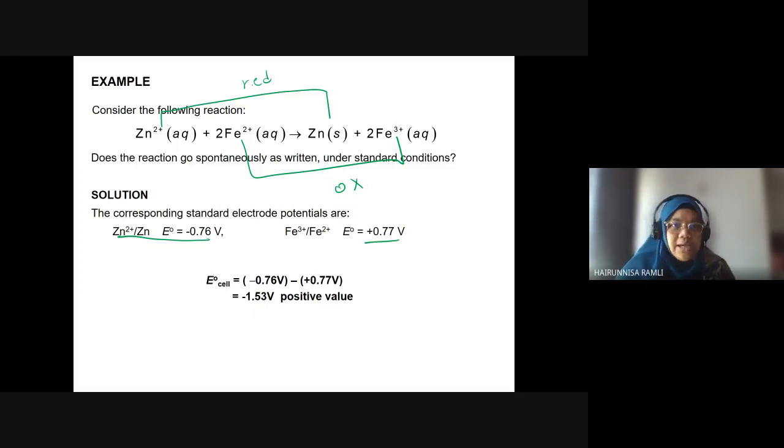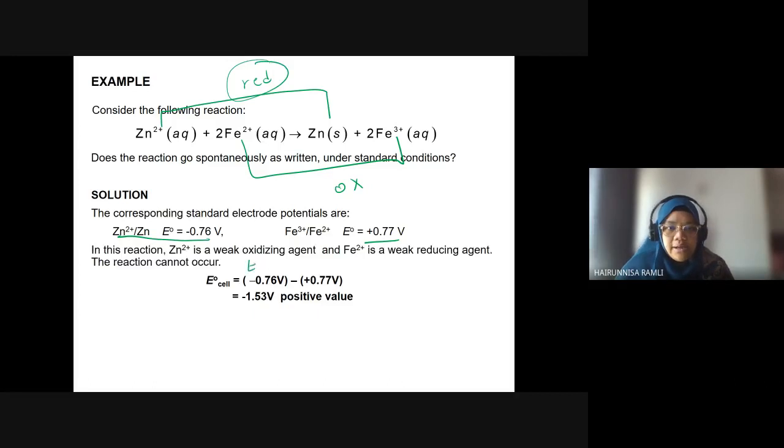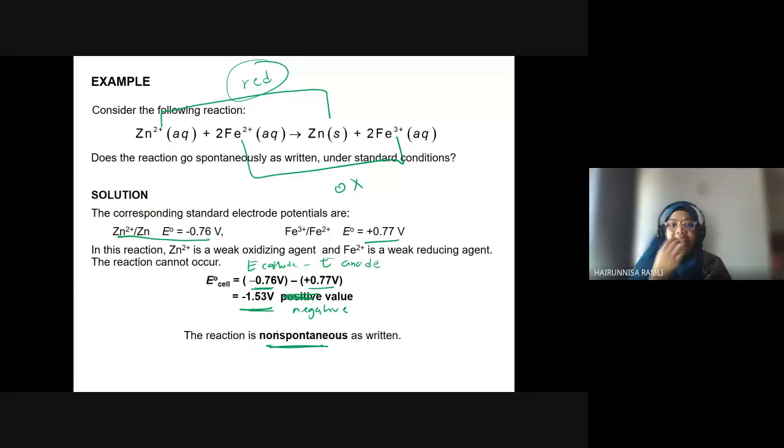So since kita tahu zinc adalah reduction, so cathode dia, okay, kita guna formula E cathode tolak E anode. So your cathode here is zinc. So you letak je value negative 0.76 tolak dengan 0.77. So you dapat negative value. Okay. So bila you dapat negative value, so this is non-spontaneous as written. As written maksudnya apa yang kita buat based on soalan dia bagi, non-spontaneous lah.